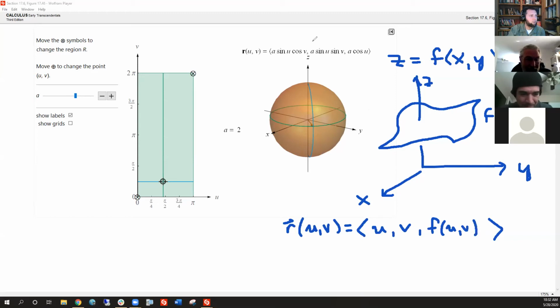Or sometimes students start thinking, you know, there's just too many letters in this world. I want to conserve my letters. And so you could also do the same thing by parameterizing, instead of using u and v, with just x and y. Your first coordinate is going to be x, your second coordinate is going to be y, and your third coordinate is going to be f of x, y.